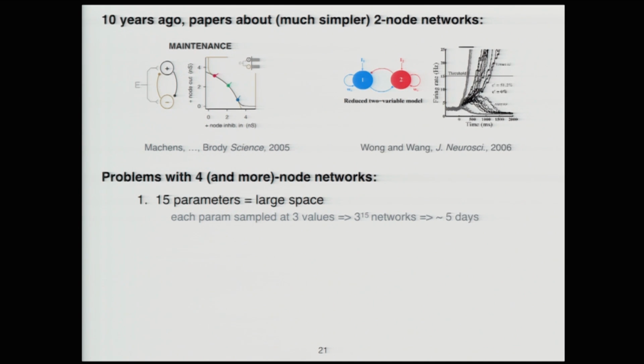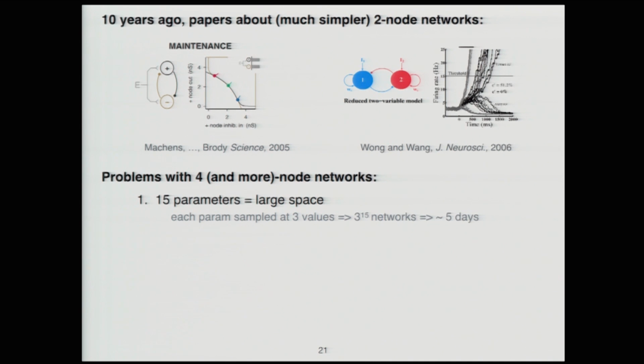One thing that we could do, and Eve Marder has done some work on this, is just explore the whole parameter space, brute force. Okay? So say that each parameter, you sampled it at 3 values. That would be 3 to the 15 different example networks that you want to look at. And with current computers, we rented 2,000 CPUs from Google. This would take us about 5 days.